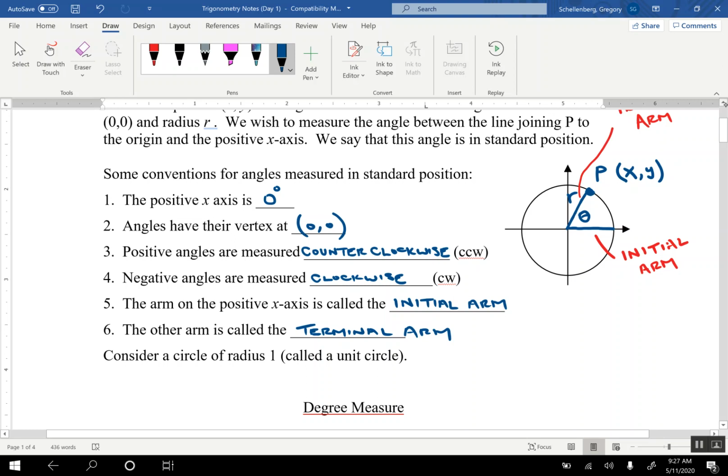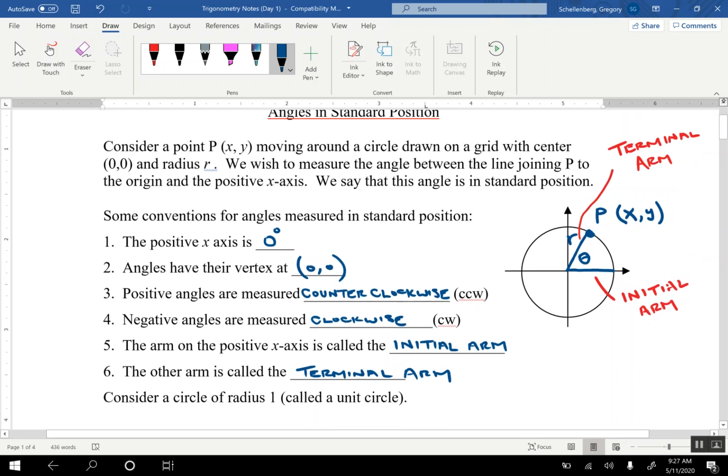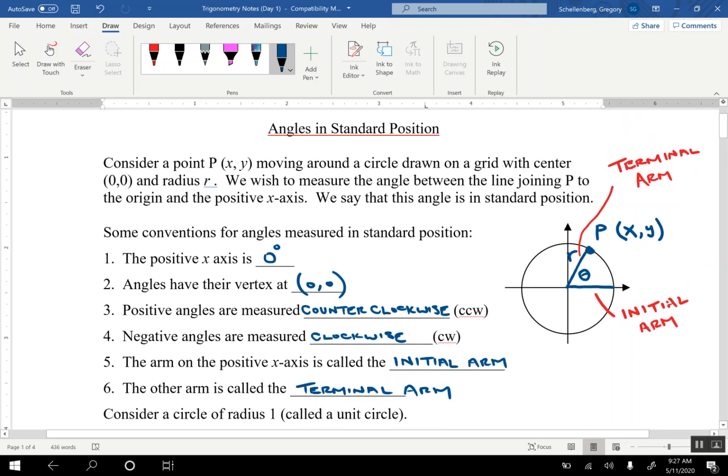So just one other point of reference. So we're talking about angles in standard position. And again, an angle in standard position is measured from the initial arm. It initiates at the initial arm, and the initial arm is the positive portion of the x-axis. And so that angle is measured, if it's a positive angle, counterclockwise to the terminal arm. And if it's a negative angle, it's measured clockwise to the terminal arm.